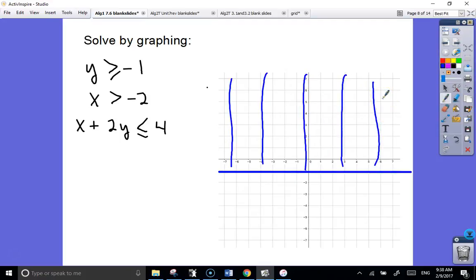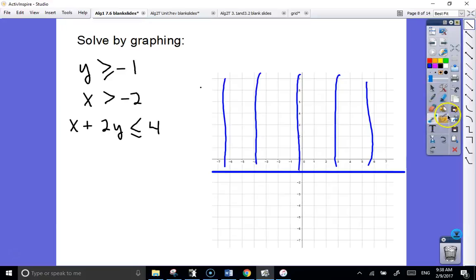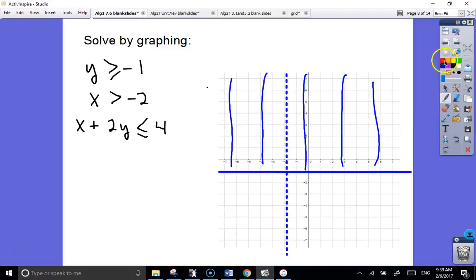Okay, x greater than -2, what kind of line? It's vertical, and is it solid or dashed? Dashed. Oh, I got the wrong color, but that's okay. Okay, right or left? It's greater than, so if x is greater than -2, it's to the right.